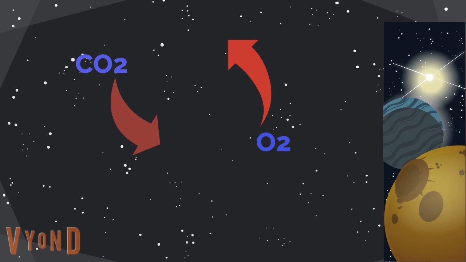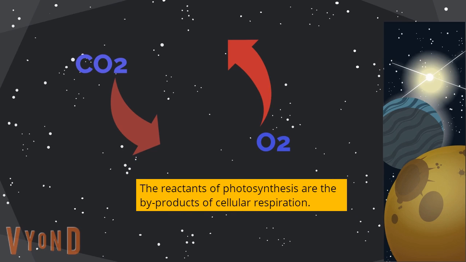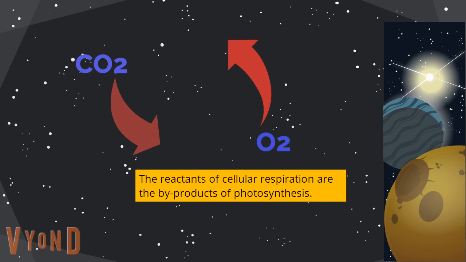How do photosynthesis and cellular respiration play in the carbon dioxide-oxygen cycle? In order to make all the organisms in the biosphere stay alive, the byproducts of each of photosynthesis, chemosynthesis, and cellular respiration are cycled with each other. The reactants of photosynthesis are the byproducts of cellular respiration. The reactants of cellular respiration are the byproducts of photosynthesis.